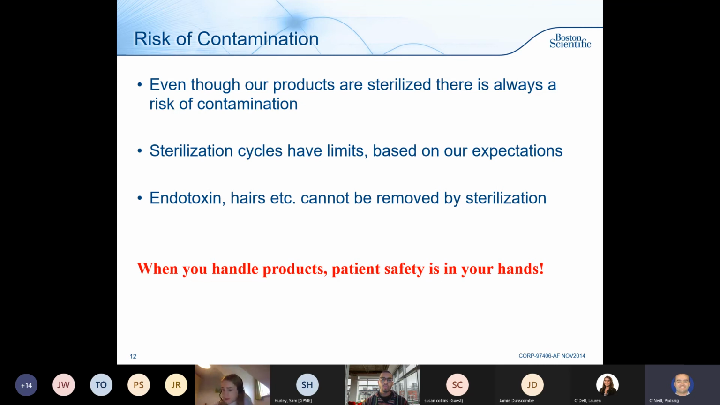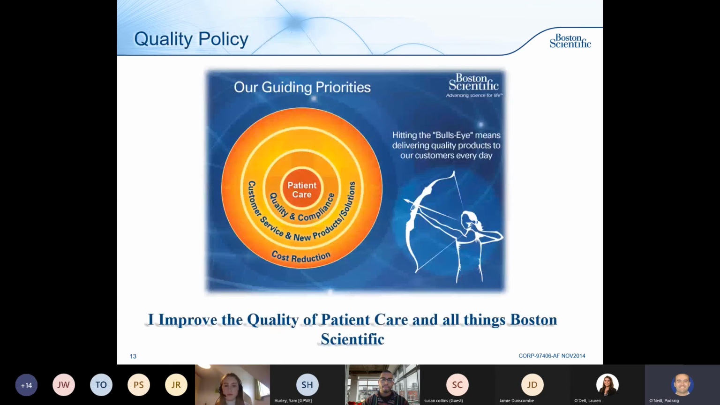And when you handle the products, patient safety is in your hands. I suppose that's something that can be forgotten sometimes if you're concentrating on your numbers and what you need to get done. But every one of these products is going to be used on someone as a patient. And last thing, we have our bullseye of patient care, and quality compliance is where the microbiology area sits.